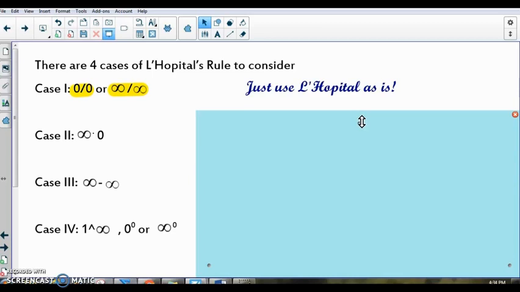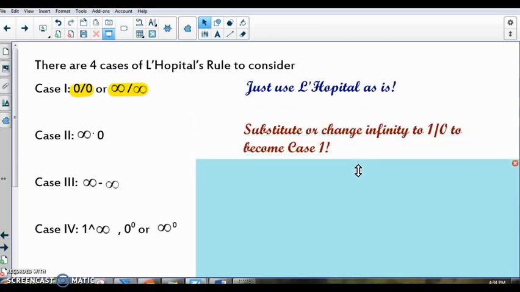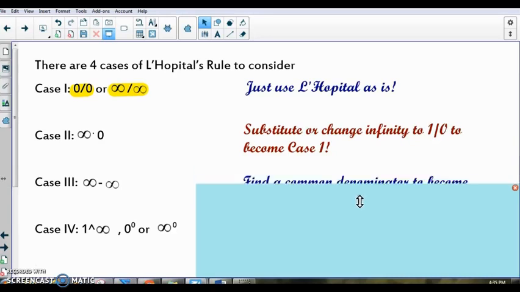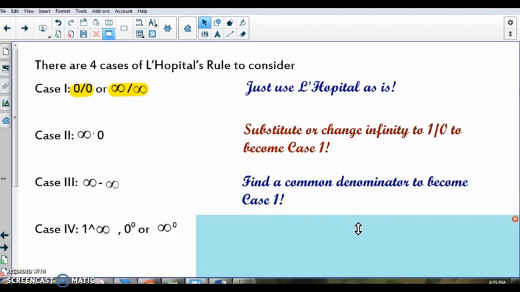So case 2, if you're multiplying 2 things together, one of them is infinity and the other part is 0, then you need to do some sort of change to the problem to create it, the infinity part, to make it 1 over 0, so that you're then creating case 1. Okay? Case 3 is when you're subtracting 2 things from each other and they're both infinities. In this situation, you're going to create one common denominator, and usually that'll create case 1 as well.